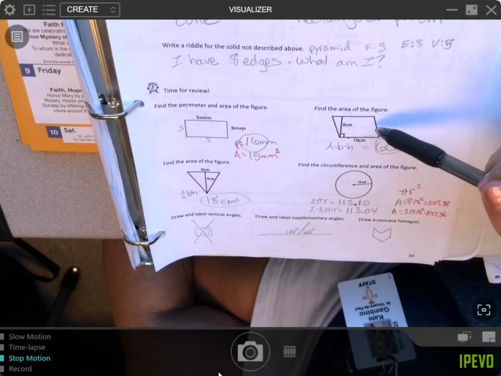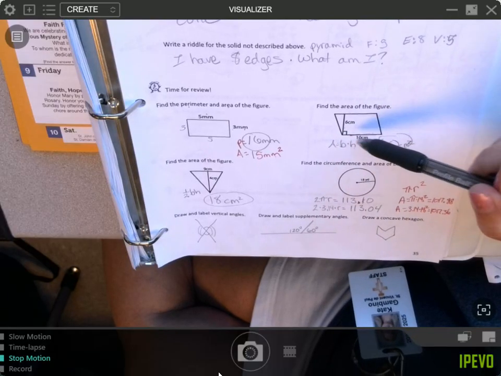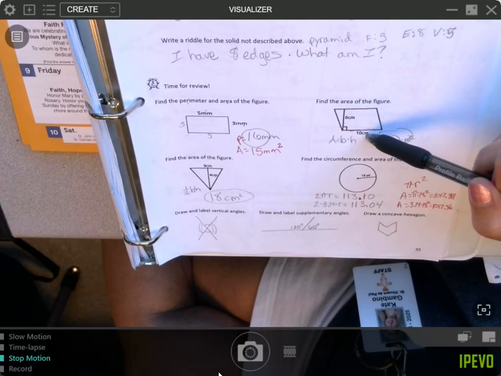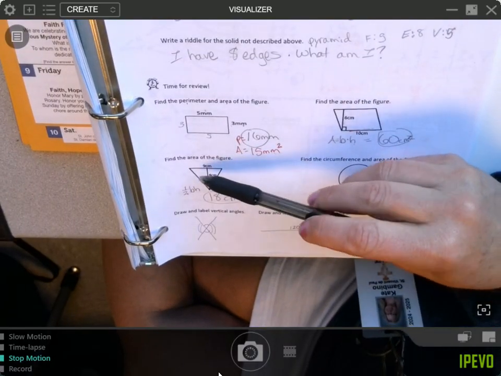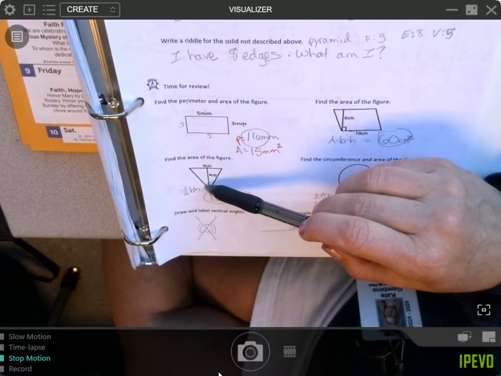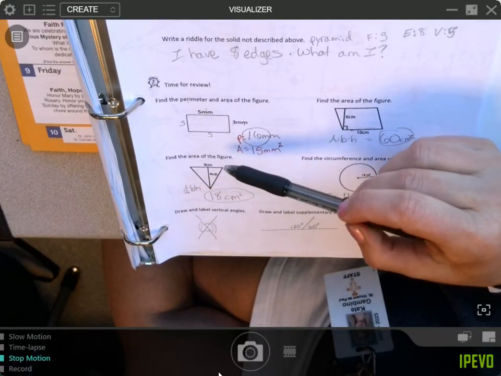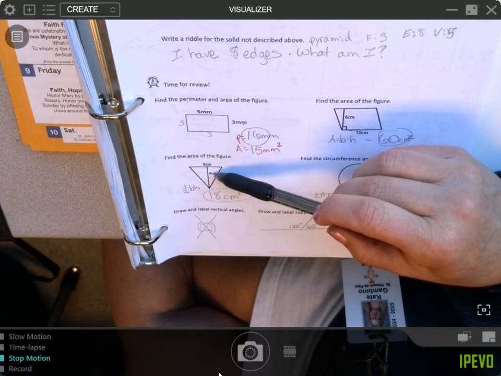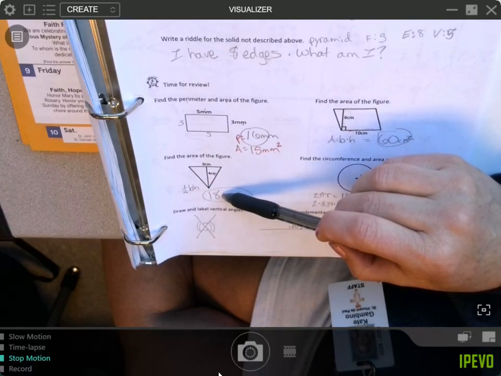Then we have our parallelogram. Find the area. Remember, it's the base times the height. So 10 times 6 is 60. For our triangle, it's the base times the height. And we want a half of it, so divide it by 2. So 9 times 4 is 36, divided by 2 is 18.